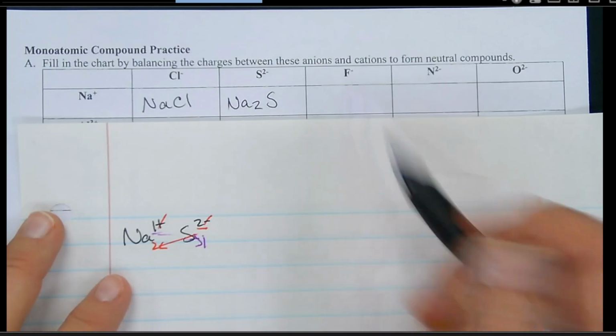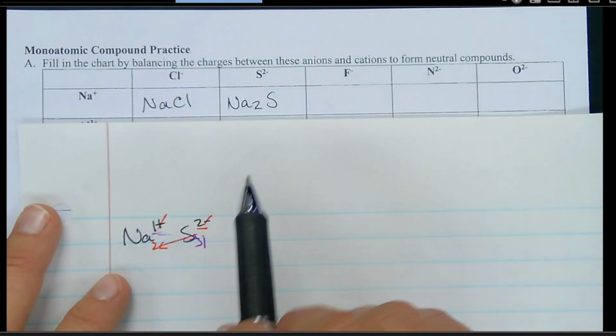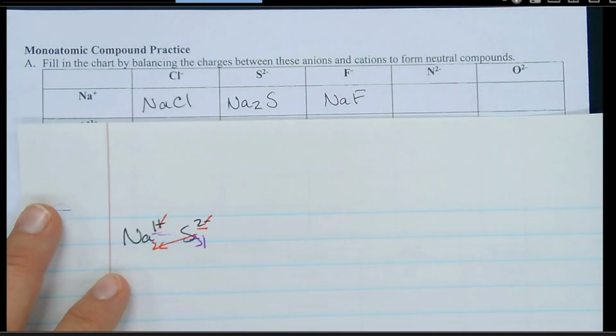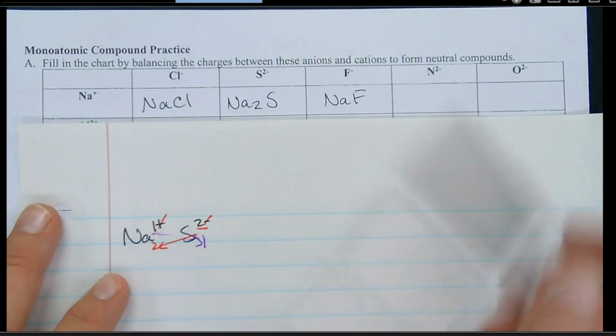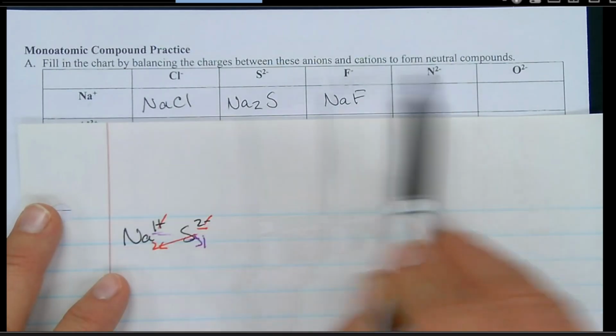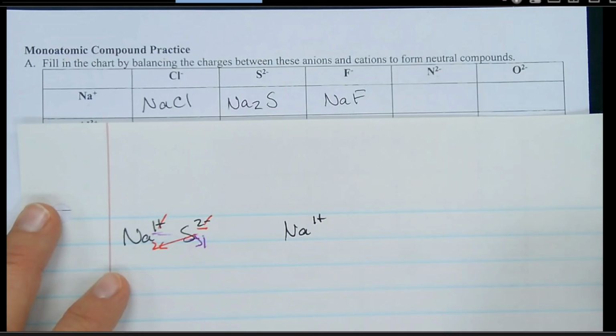Let's go ahead and do fluorine. So this is a +1, that's a -1. They are no different, so you're just going to need 1 of each. And you would just write it, sodium fluoride. For my next one, this is a +1, this is a 2-. They are different. So I'm going to go ahead and do my crisscrossing.